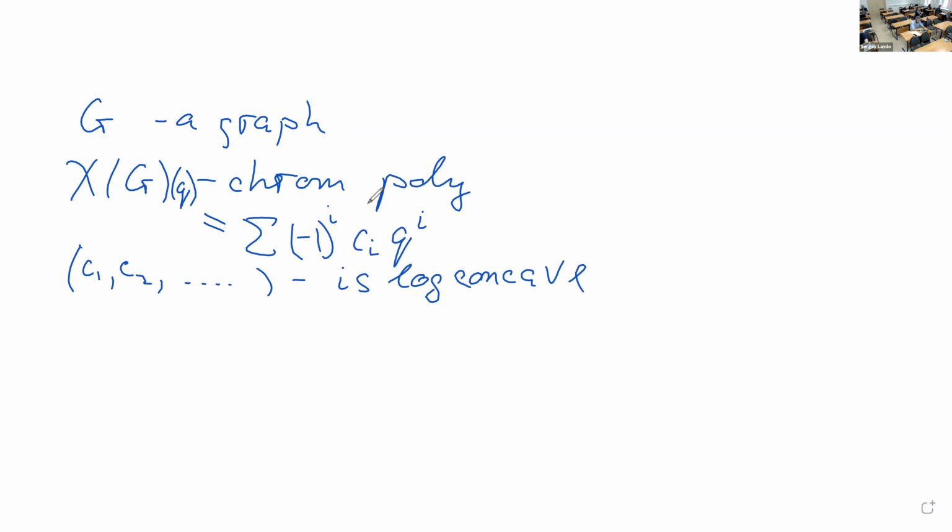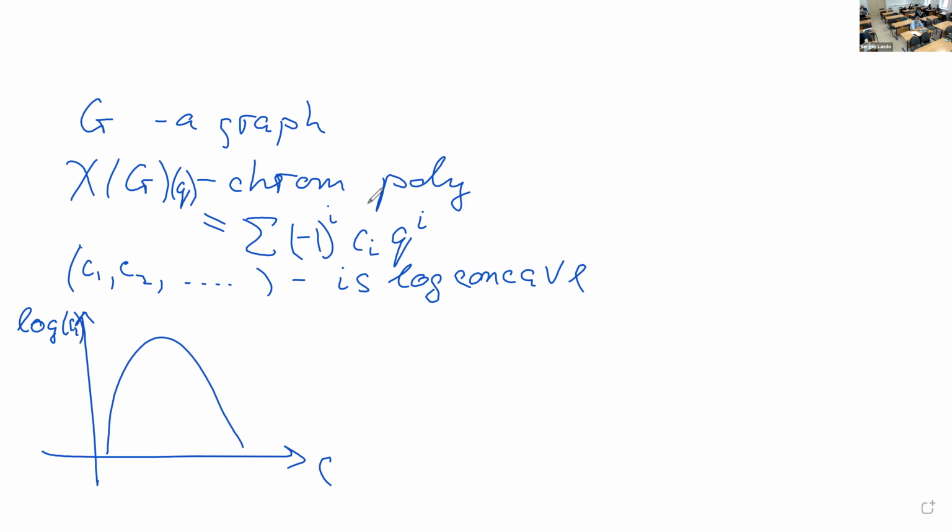Meaning that the graph of the logarithms of the elements of this sequence is concave. It's just concave. A similar statement seems to be valid for... let me change. It's by no means an easy theorem and rather recent, about 10 years ago, due to June Huh.